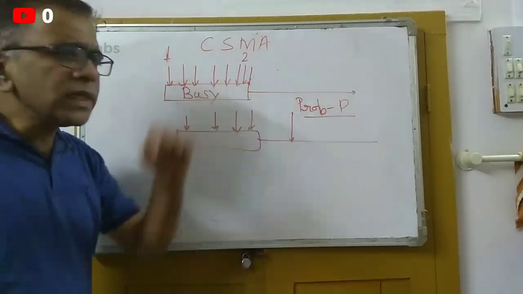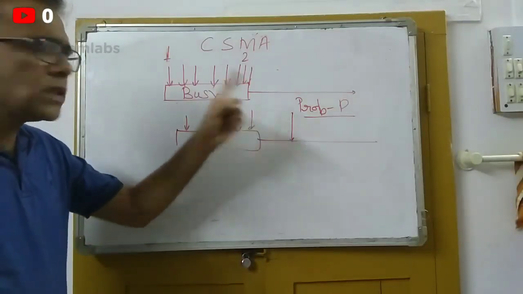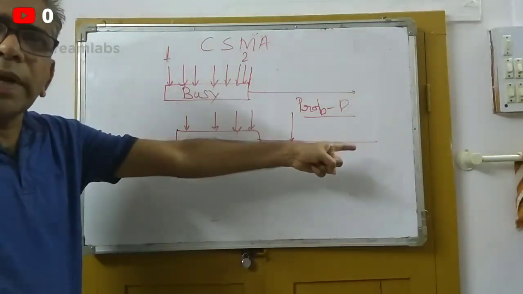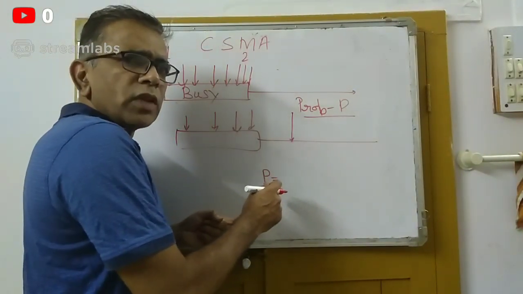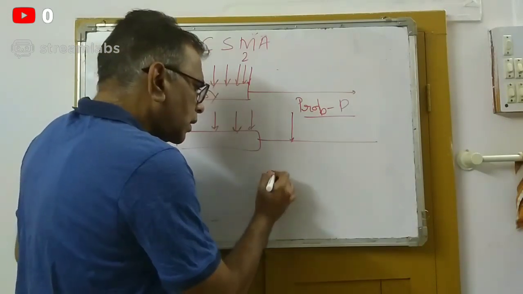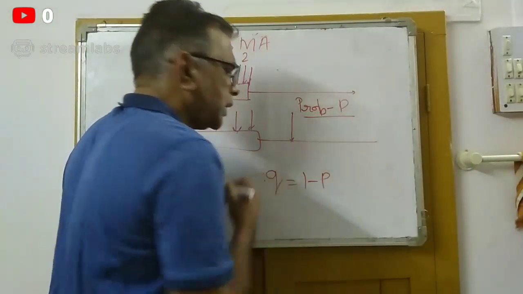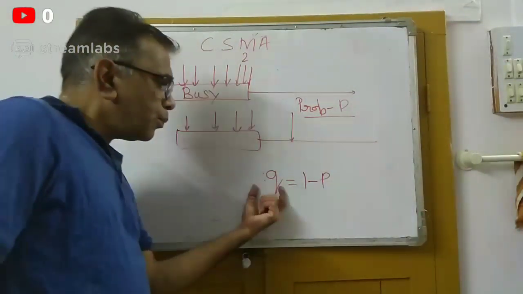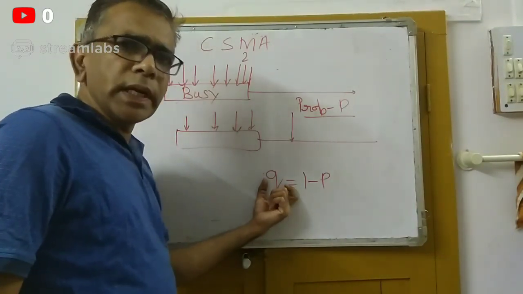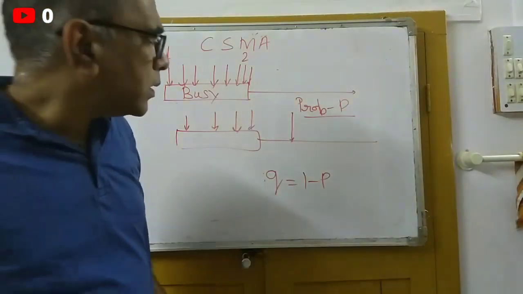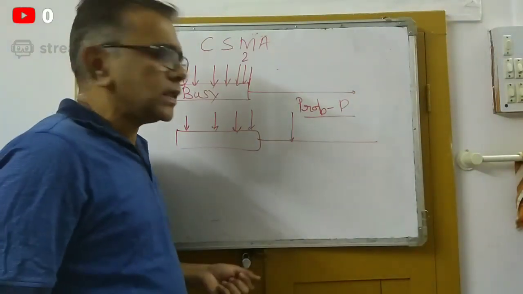Okay, how exactly will this P be calculated? It is a simple technique where with some probability the stations will be allowed to transmit, and with some probability they will be allowed to back off. As you know, if the station is allowed to transmit with P probability, then the possibility of backing off is 1 minus P. With Q probability, it will not transmit. With P probability, it will transmit. With Q probability, it will not transmit. So it entirely depends on the P value. How exactly it will be implemented, I will discuss in the later part.